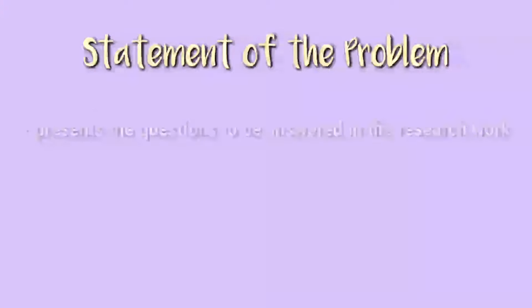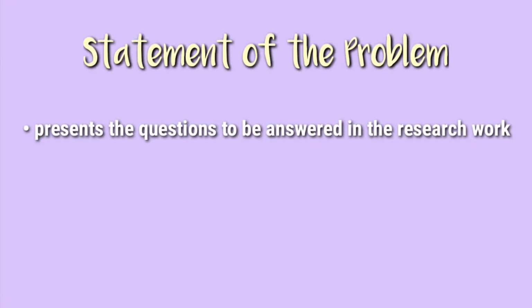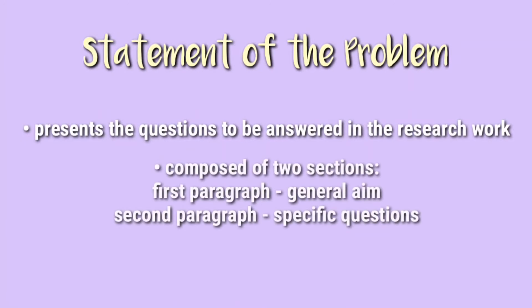After establishing the context and rationale of your research work, let us now proceed to the statement of the problem. The questions to be answered in the research work will be presented in this part. Ideally, this is composed of 2 sections. The first paragraph will present the general aim of the research, while in the second part, the specific questions are listed.